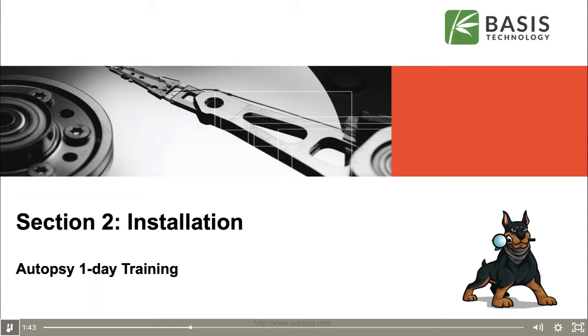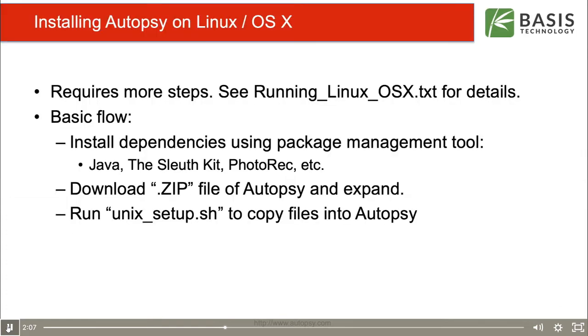The basic flow of it is to install some dependency programs using the package management tool based on that platform. You'll install things like Java, the SleuthKit, and Photorec. You'll then download a zip file of Autopsy and expand it, and then run a script called Unix setup, and that will copy various files from those dependencies into Autopsy so that you can then launch Autopsy and it will find everything it needs.